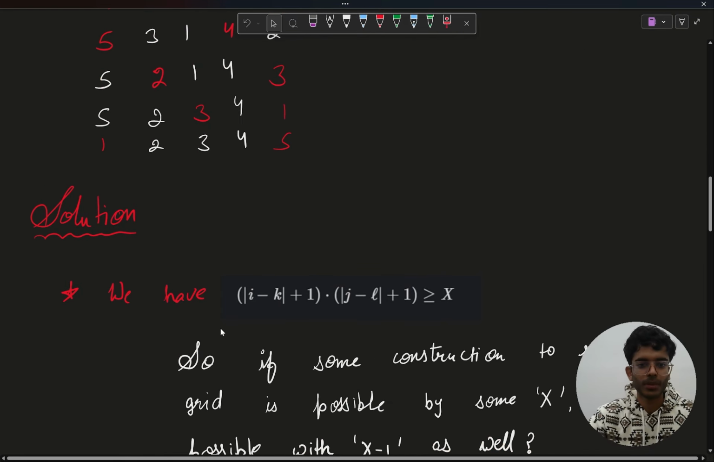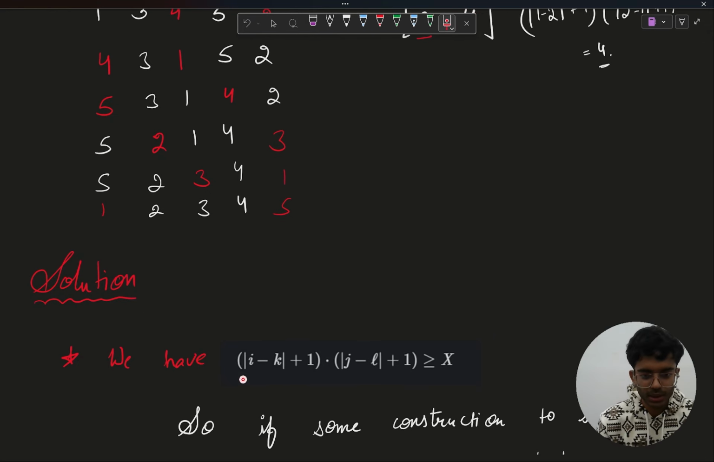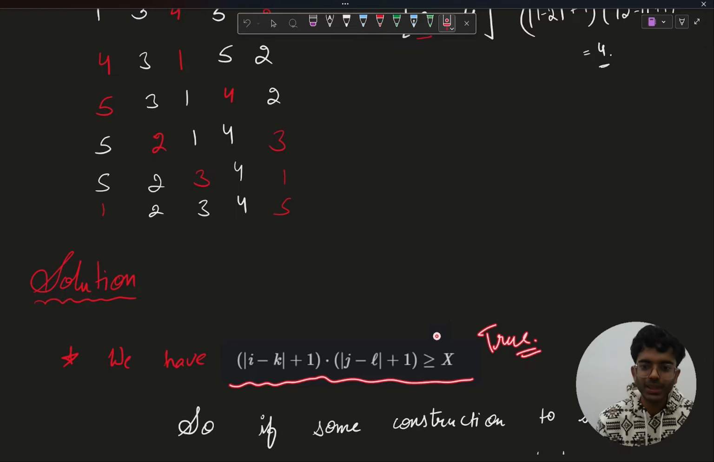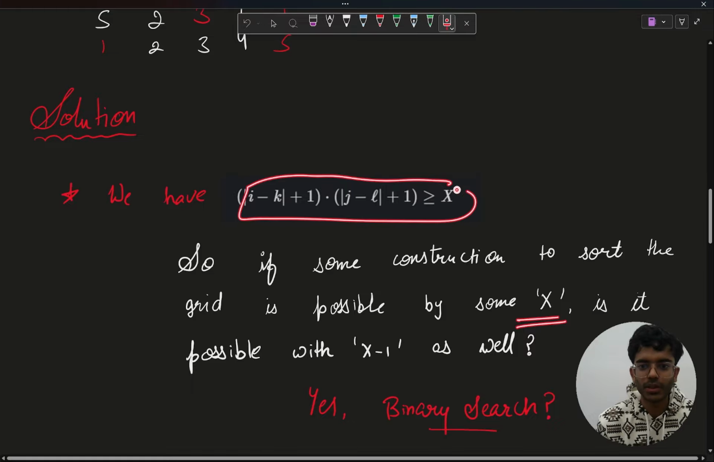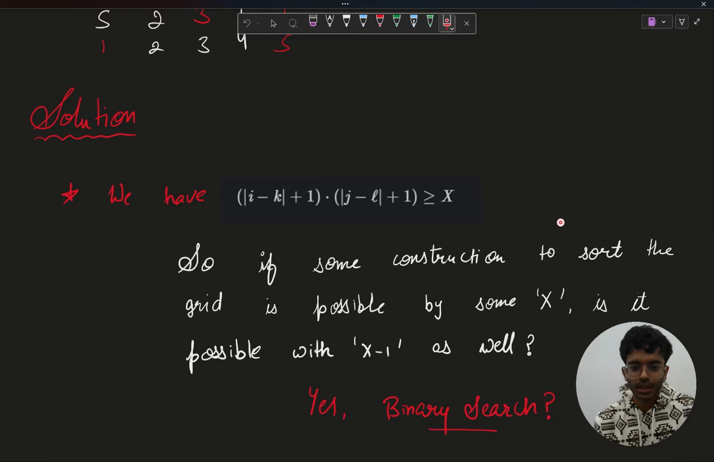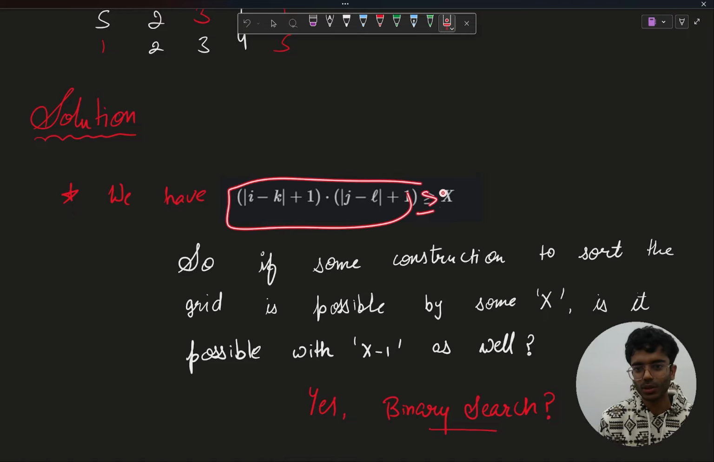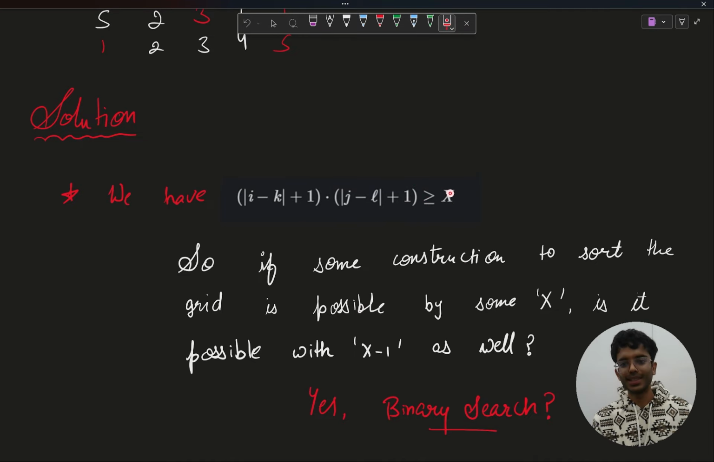Now let's move to the solution. So first of all, we are given that this condition must be true, right? If this condition is true for some value of x, and we're able to sort the whole grid by some x, then can we also always sort it with x minus 1? We can, right? Because if this value is greater than or equal to x, it will obviously be greater than or equal to x minus 1 as well. And we can just apply the exact same swaps that we did using this value of x, and we can still sort the whole grid, right?